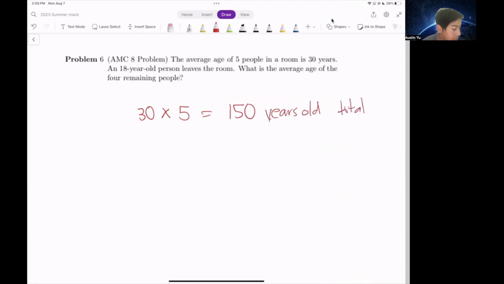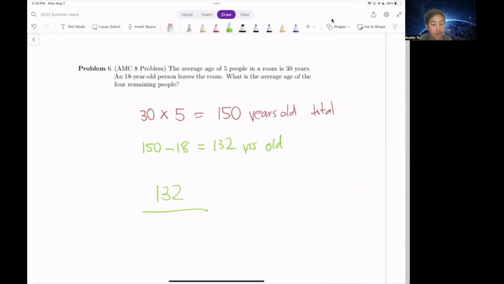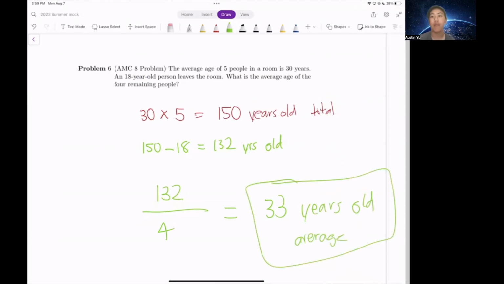And then after the 18-year-old leaves, the total age of the remaining group would be 150 minus 18, which equals 132 years old. And so the average would just be 132 years old divided by the 4 people remaining in the room. This would just be 33 years old average. And that is your answer for problem 6.